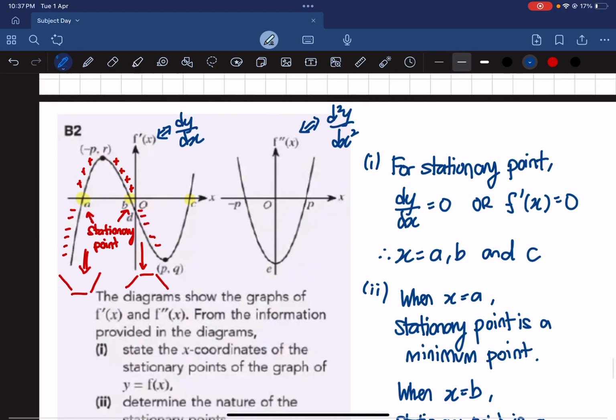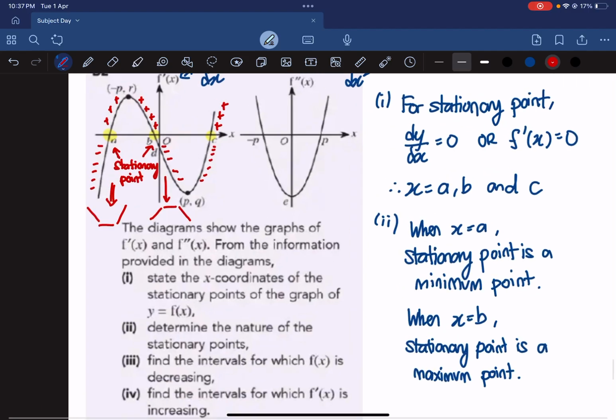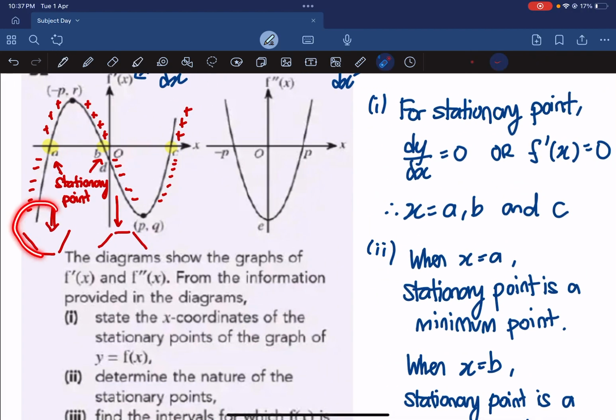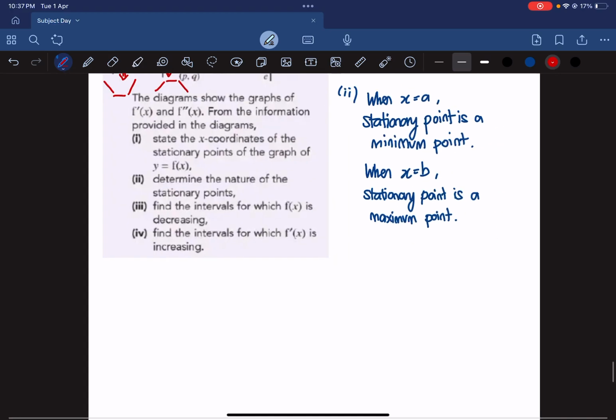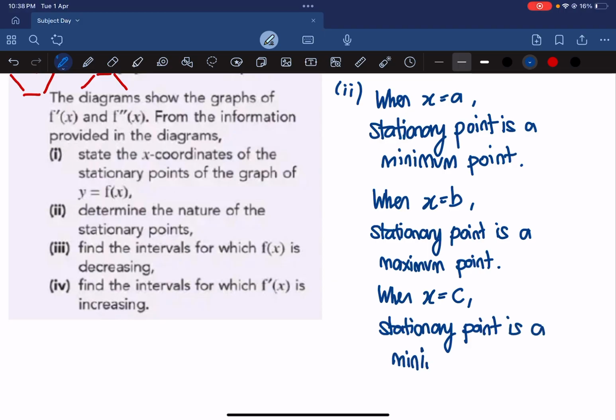And if we follow the same concept for point C over here, the gradient goes from negative, to 0, then becomes a positive gradient. Negative gradient to positive gradient is the same as this part here. This is a minimum point. So when x is equal to C, the stationary point is a minimum point. And this is for part 2.